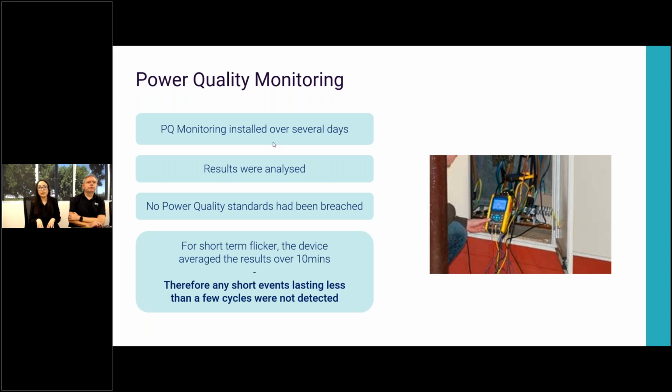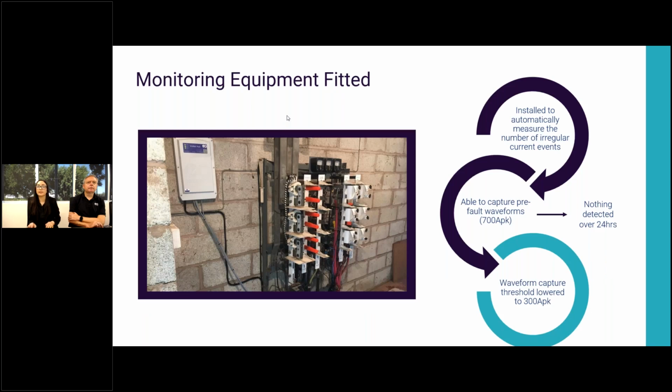Well, the power quality monitor was able to read short-term flicker, however, in an average of 10 minutes. Therefore, any short events lasting less than a few seconds were not detected. At this point, they decided, let's install monitoring equipment in the low voltage substation. This monitoring equipment has an alarm threshold set to a 700 amps peak, and they left it like that for 24 hours. However, no events were detected during that period of time.